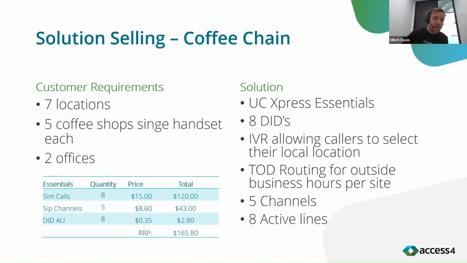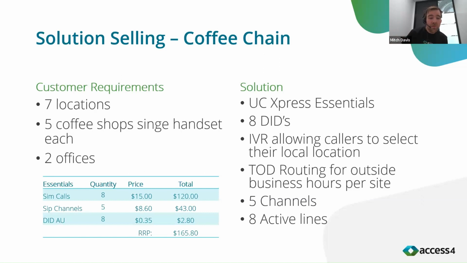So DIDs across the board, IVRs, so if you call in, allowing someone to select which store they want to speak to, get their local stores. Time of day routing, so outside business hours, it's routing to voicemail for the correct sites and things like that as well. 5 active channels, so they're not receiving a lot of calls. Most people aren't going to call into a coffee shop. And then 8 active lines. So once again, giving them the ability to call between sites as well.